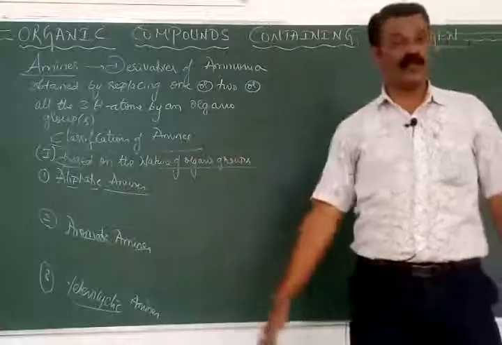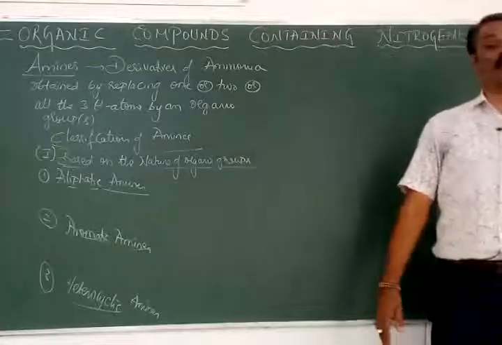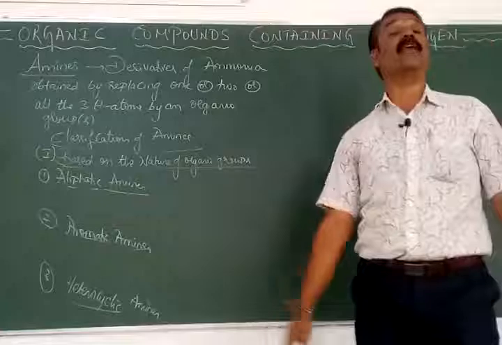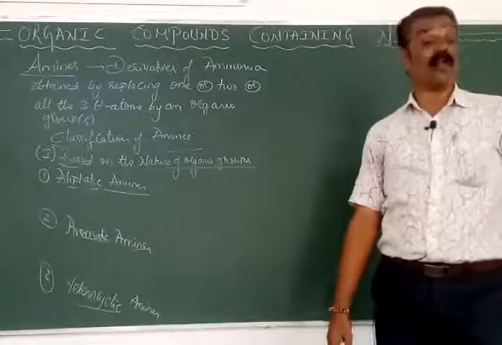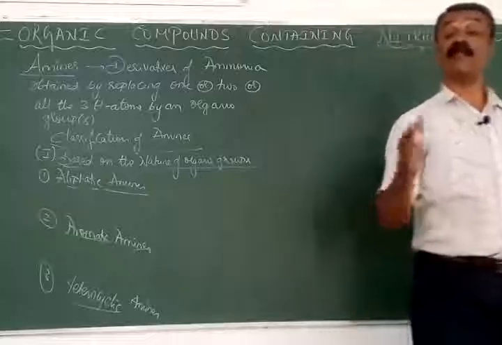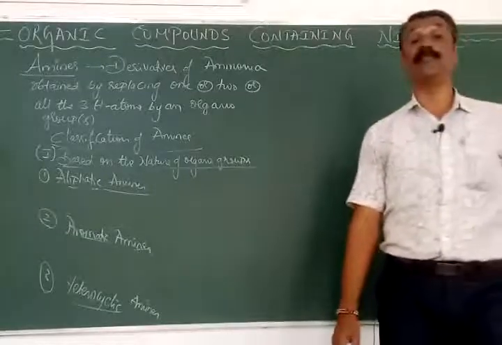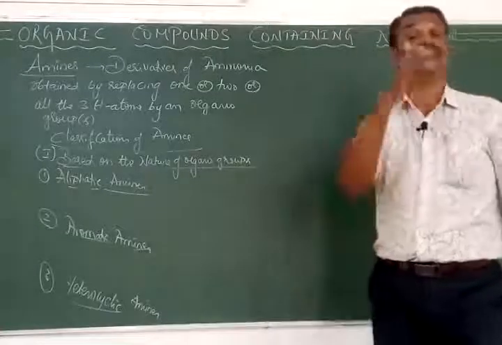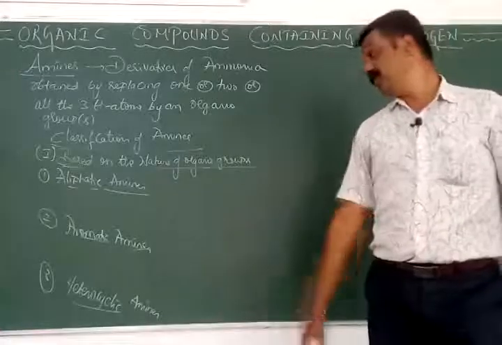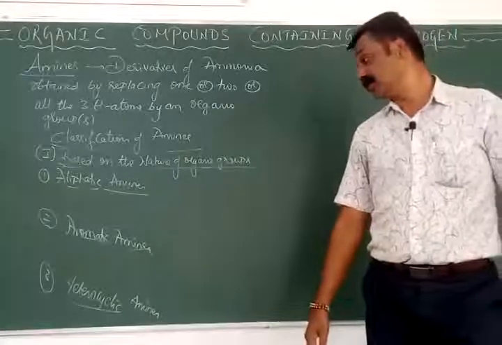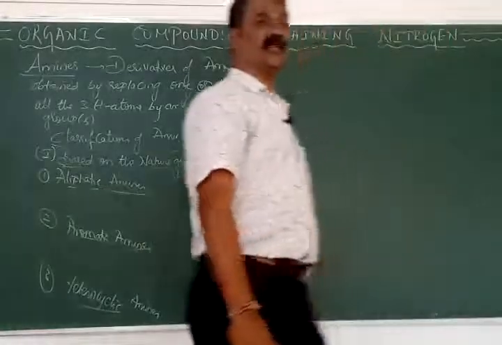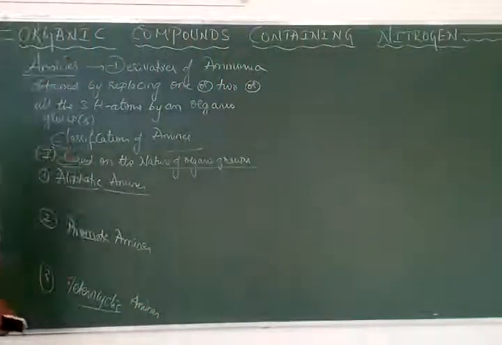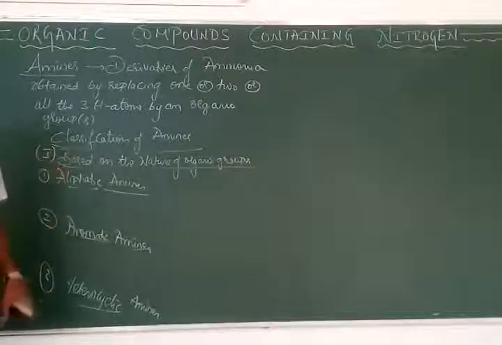The same derivatives of ammonia obtained by replacing one or two or all three hydrogen atoms by an aryl or aromatic group are the aromatic amines. If it is a derivative of ammonia obtained by replacing with a heterocyclic group, then it is found to be the heterocyclic amines. But as far as the syllabus is concerned, we have to concentrate more on the aliphatic and aromatic.